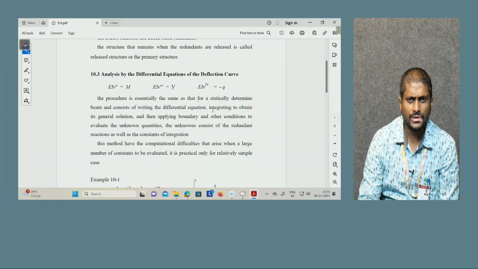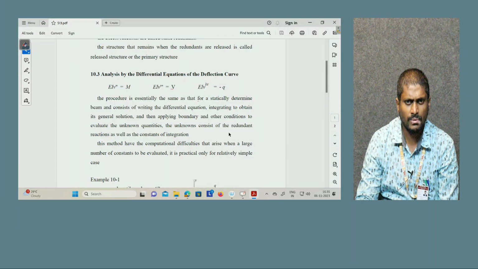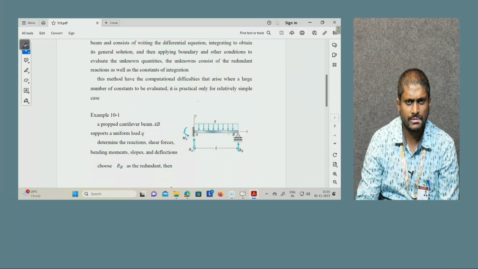This method has computational difficulties that arise when a large number of constants have to be evaluated. It is practical only for relatively simple cases.